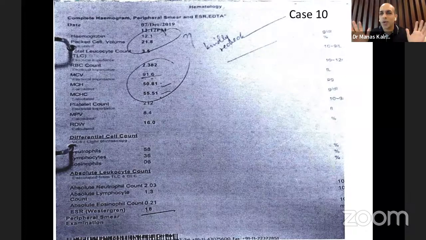Okay, so this is a very good example. I'll show you a very interesting next example here. You will not see this commonly, but when you see this and make a diagnosis, you will feel really happy that you have diagnosed all these rare conditions by looking at the CBC.